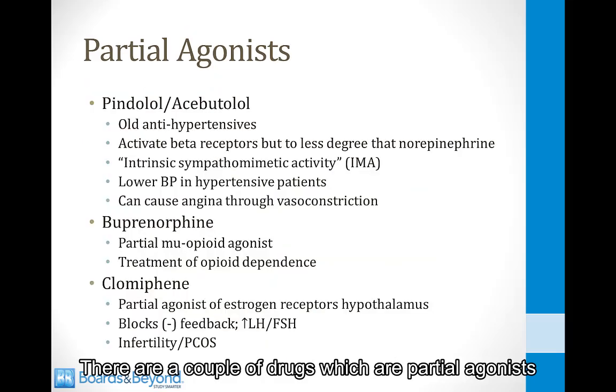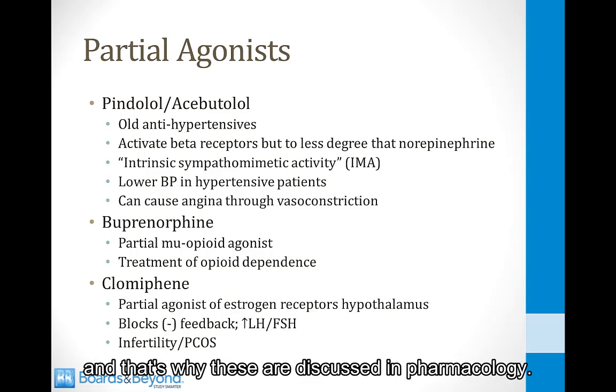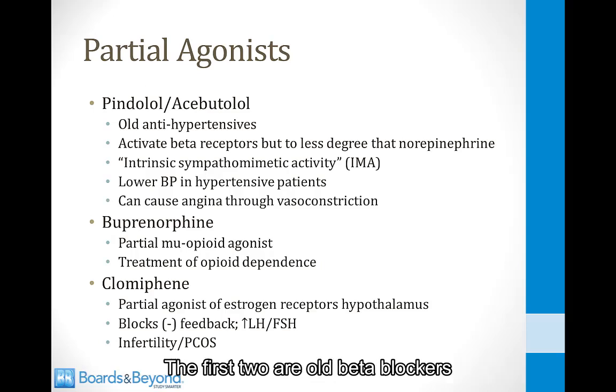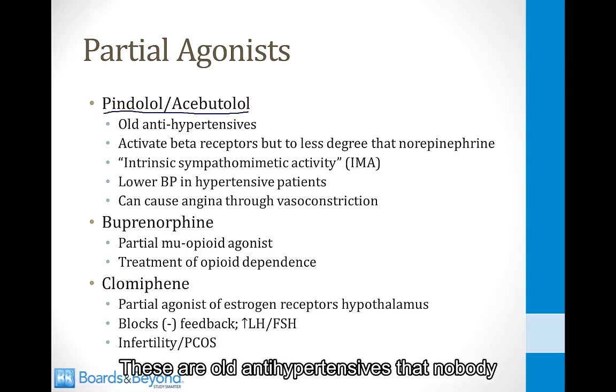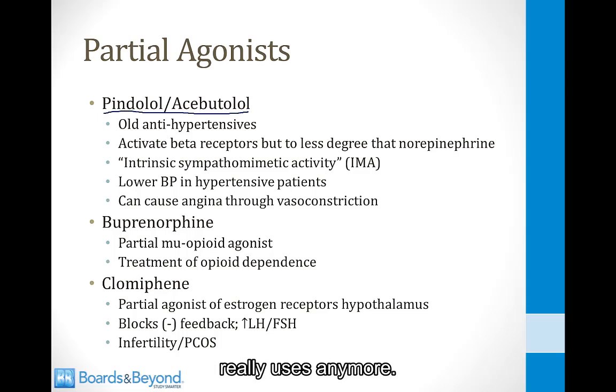There are a couple of drugs which are partial agonists, and that's why these are discussed in pharmacology. The first two are old beta blockers called Pindolol and Acebutolol. These are old antihypertensives that nobody really uses anymore.